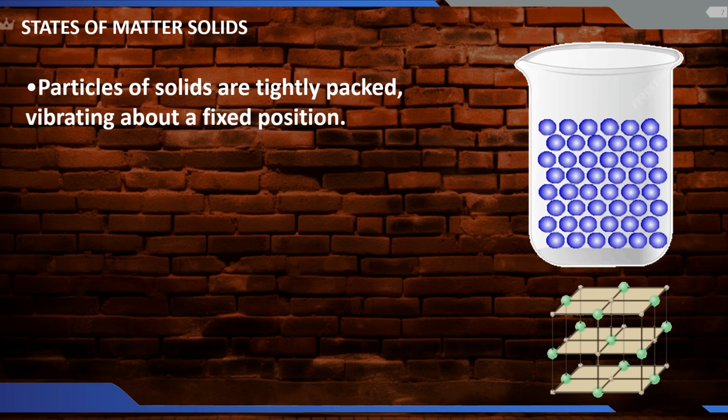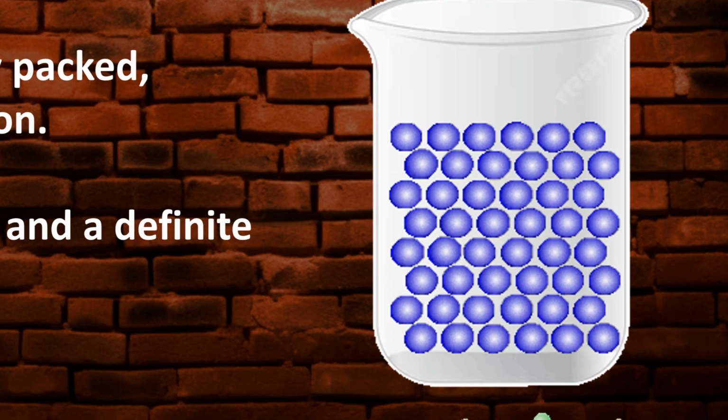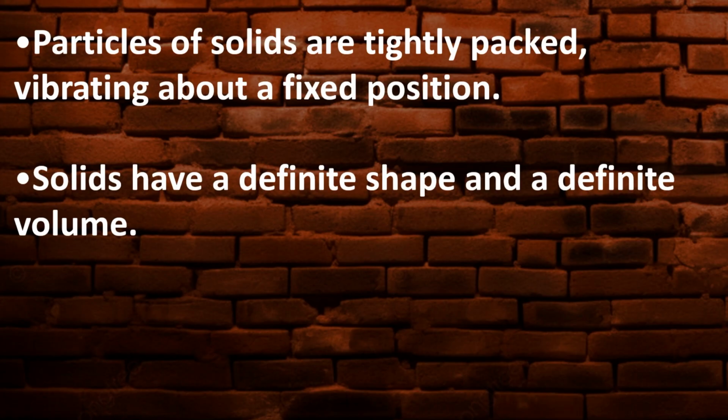In solids, atoms or molecules are closely packed together, usually in a well-organized pattern. The particles do not have much freedom to move around, and they can only vibrate in place. This rigidity gives solids their definite shapes and volumes.